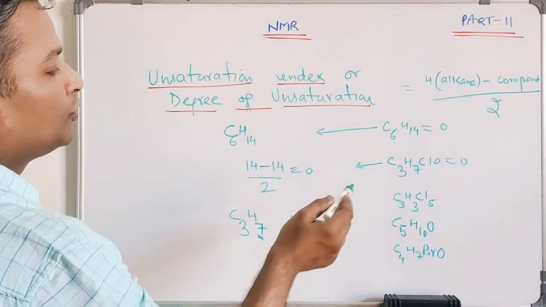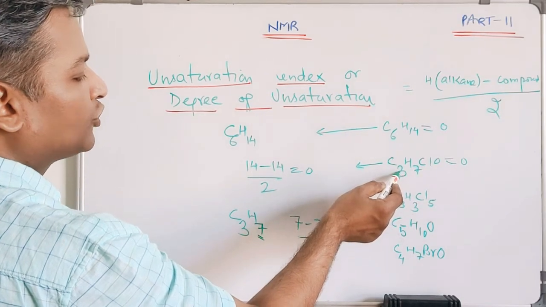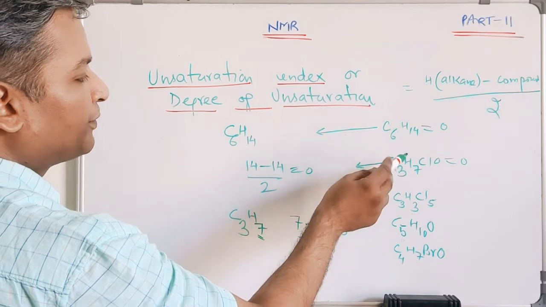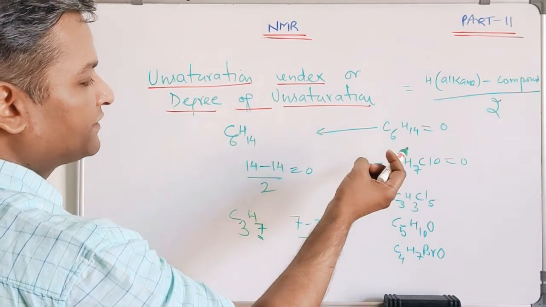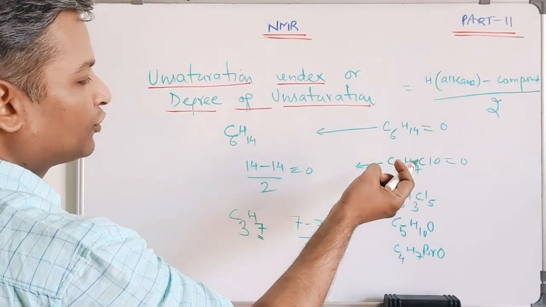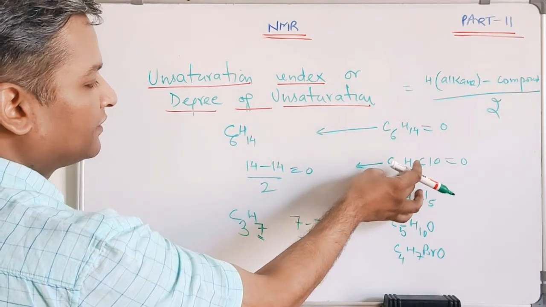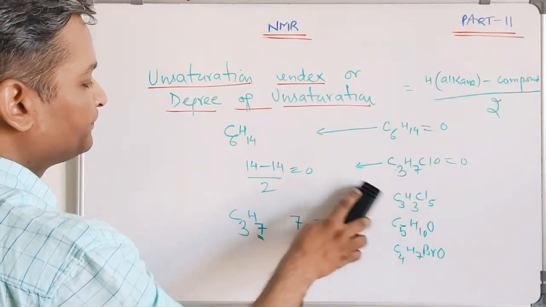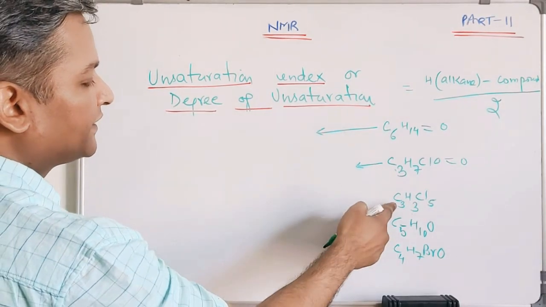So what do you do? You take your alkane carbon, find its corresponding value of protons for the alkane, do the respective addition or removal by looking at whether it contains nitrogen, halogen, or oxygen, then subtract this from this and divide by 2, which will give you the unsaturation index. To make it more clear, let's see this.